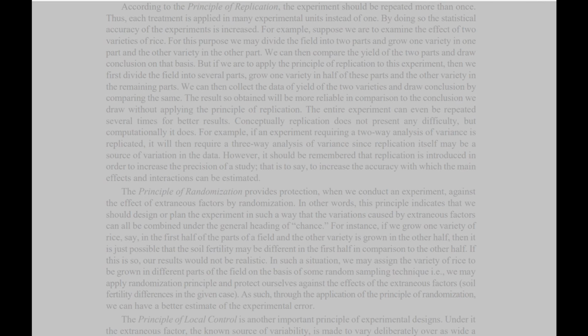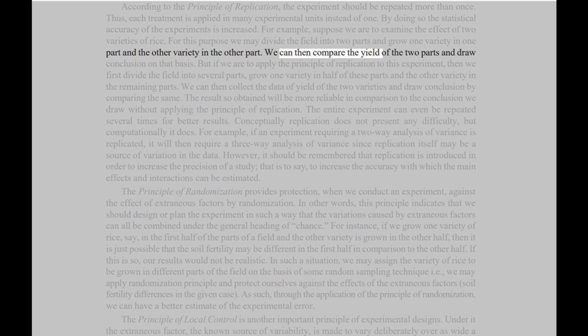According to the principle of replication, the experiment should be repeated more than once. Thus, each treatment is applied in many experimental units instead of one. By doing so, the statistical accuracy of the experiments is increased. For example, suppose we are to examine the effect of 2 varieties of rice. For this purpose, we may divide the field into 2 parts and grow one variety in one part and the other variety in the other part.